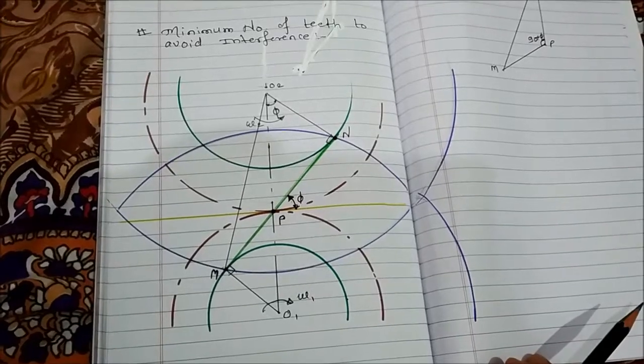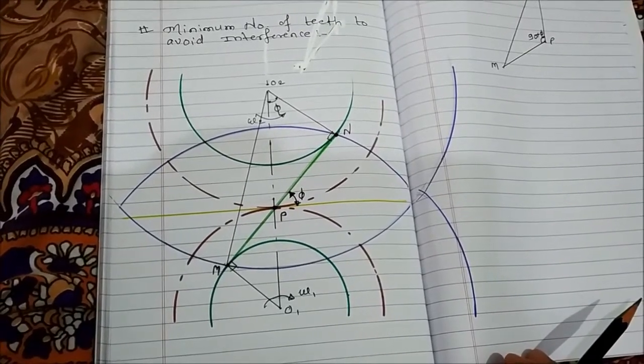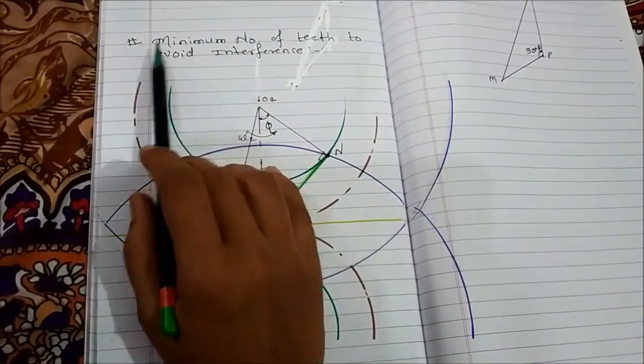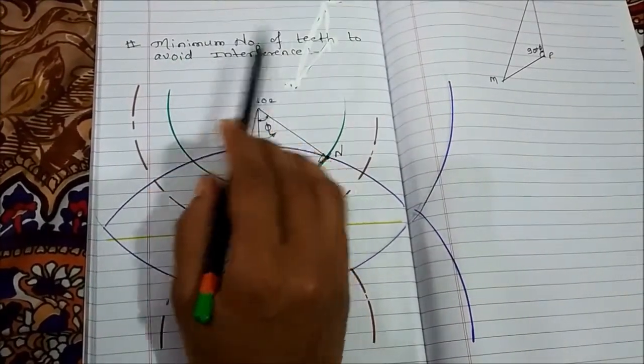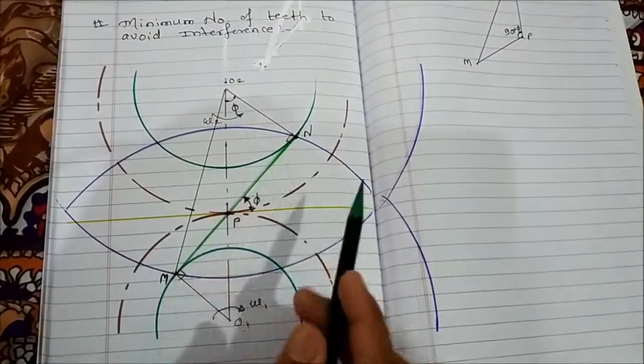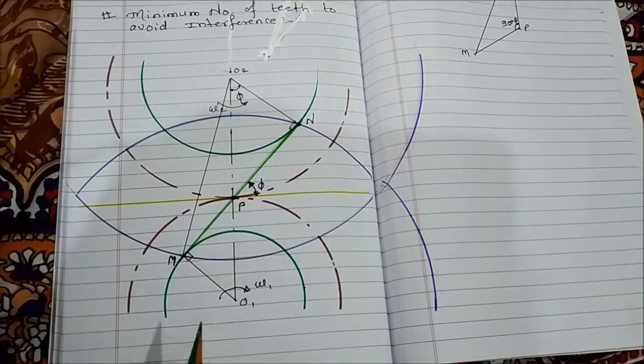Hello everyone. Here we are going to discuss the next topic from the subject of Theory of Machines 2. The topic is the minimum number of teeth in order to avoid interference. For that I have constructed one figure over here.